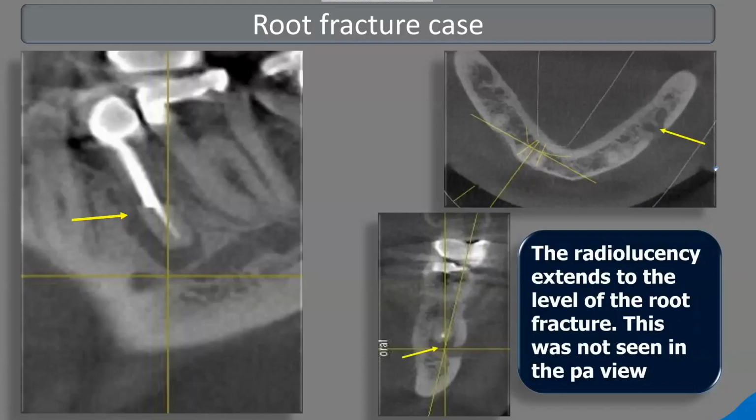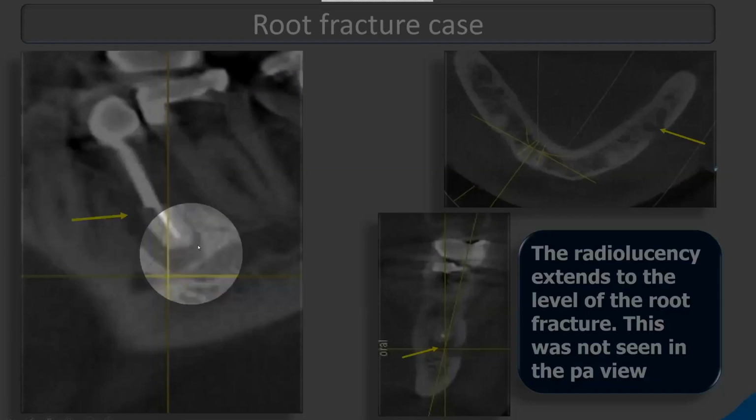Now, we may not always see the fracture line, particularly with the root canal treated tooth. We do have beam hardening artifacts, but we can see the evidence of a fracture. And so if we don't have any bone loss, I'm going to say we probably don't have a fracture. But if we start to see all of this bone loss here, yes, we have good evidence that we do have a fracture going on.